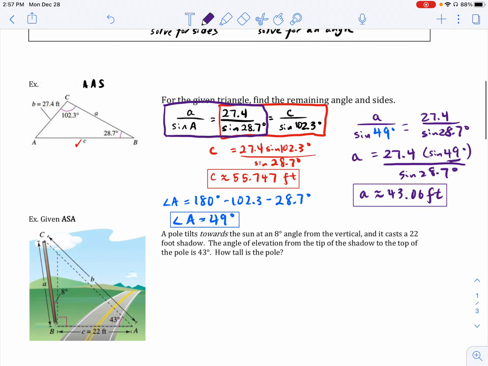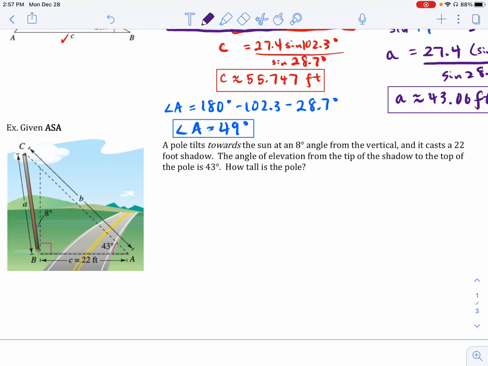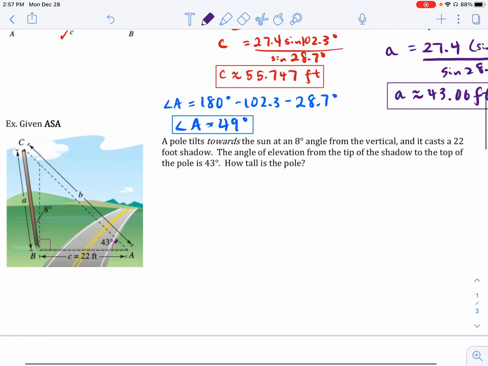Let's go ahead and look at an ASA case. And again, in this problem, we know that we're given an ASA case because of the given information. We are given this angle here. We are given this specific side. So we have ASA. And the third thing that we're given, and at first it may not be super obvious, is this angle here, because we know it's 8 additional degrees to a 90-degree angle. So altogether, this would be a 98-degree angle.